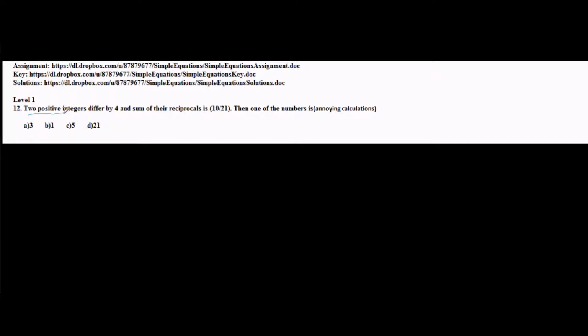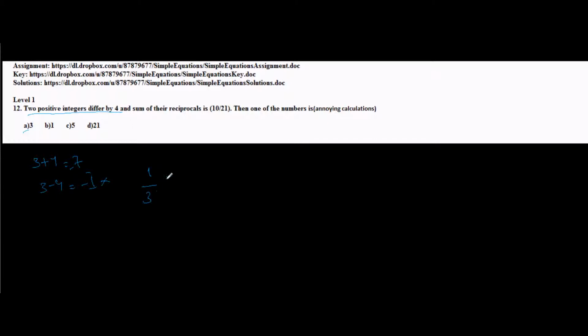So the first line itself says that two positive integers differ by 4. Now if I have to test out the first option, that is 3, I will either take 3 plus 4 or 3 minus 4. 3 plus 4 is 7, 3 minus 4 is minus 1. I know that the two integers are positive integers, so that's why minus 1 is not taken. So I will take 7. So yeah, the first condition, that is differ by 4, is satisfied.